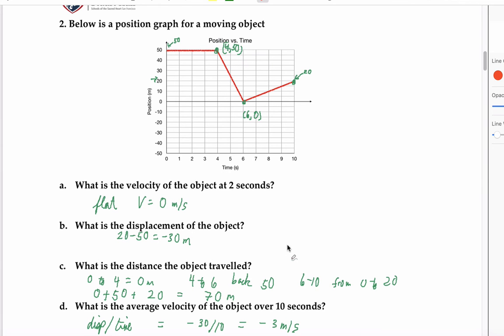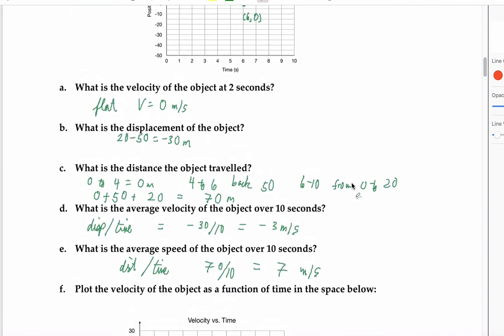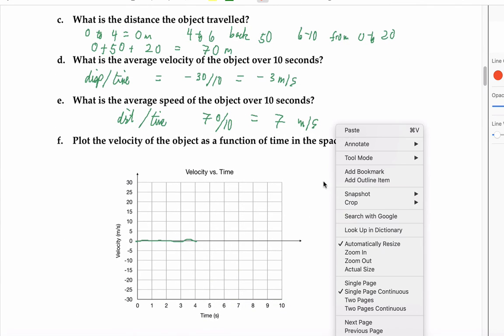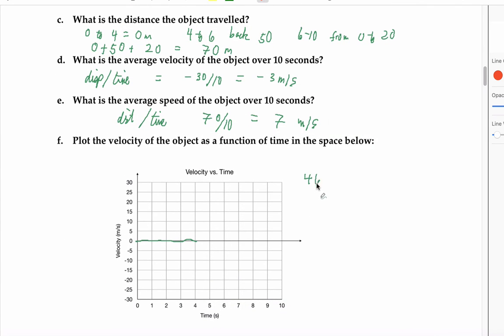So we're going to get our rise over run that way for the first part, from 4 to 6. So from 4 to 6, that's going to be 0 minus 50 over 6 minus 4. And that's going to give us negative 25 meters per second. So we can actually get that right here.